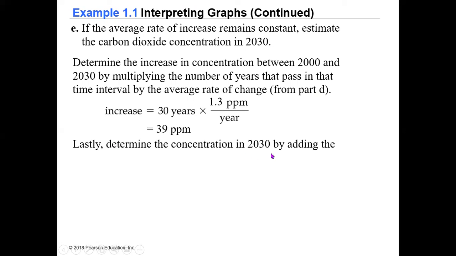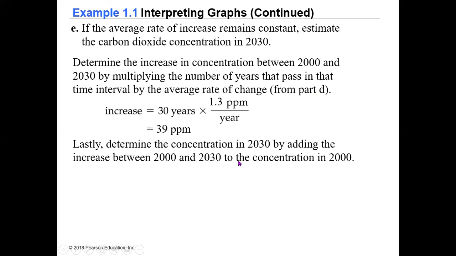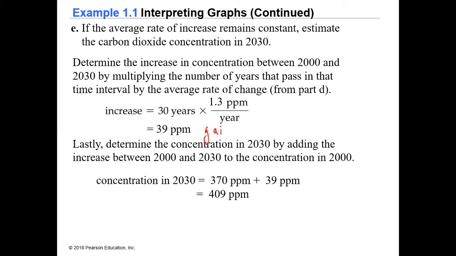But the question is, you will estimate the total concentration of carbon dioxide in 2030. So therefore, we add this much change onto the value we have in 2000. We see in 2000, we're reading from the graph is 370. Therefore, 370 plus what we newly gained, so this is how much will be added from 2000 to 2030. So therefore, we will have the total.